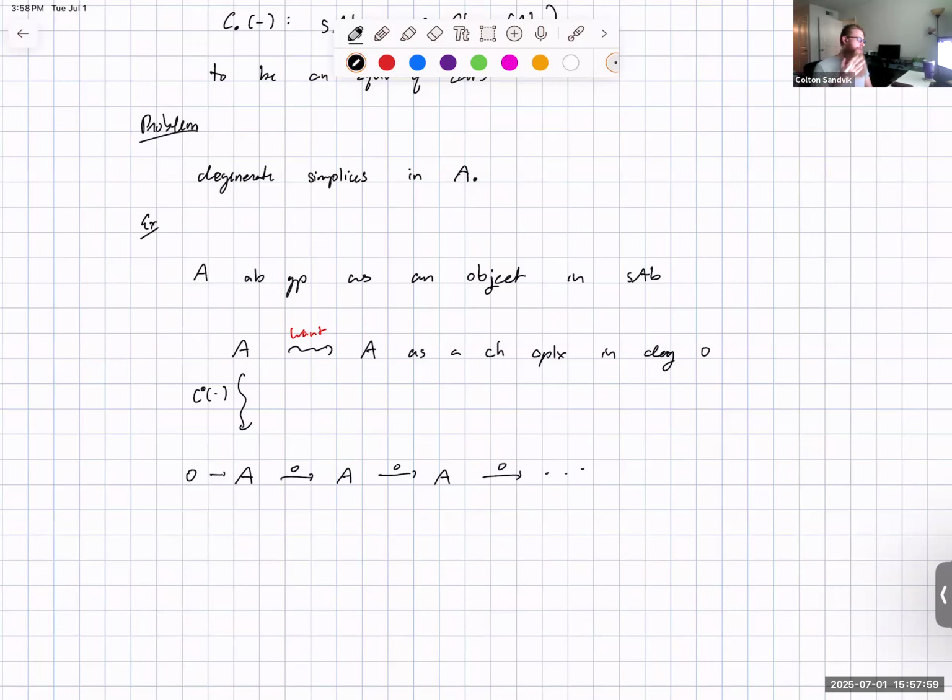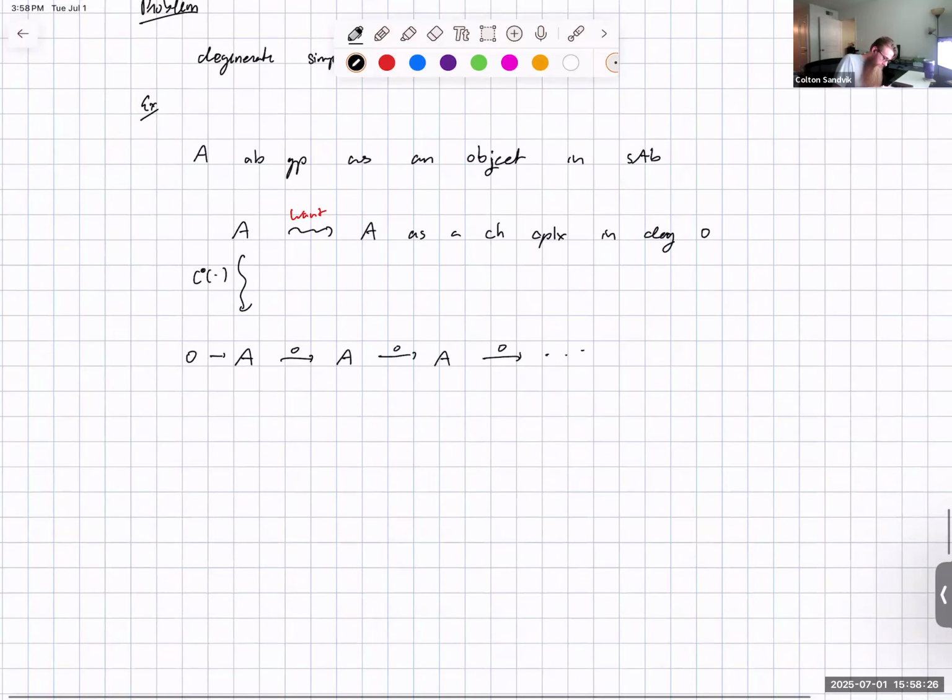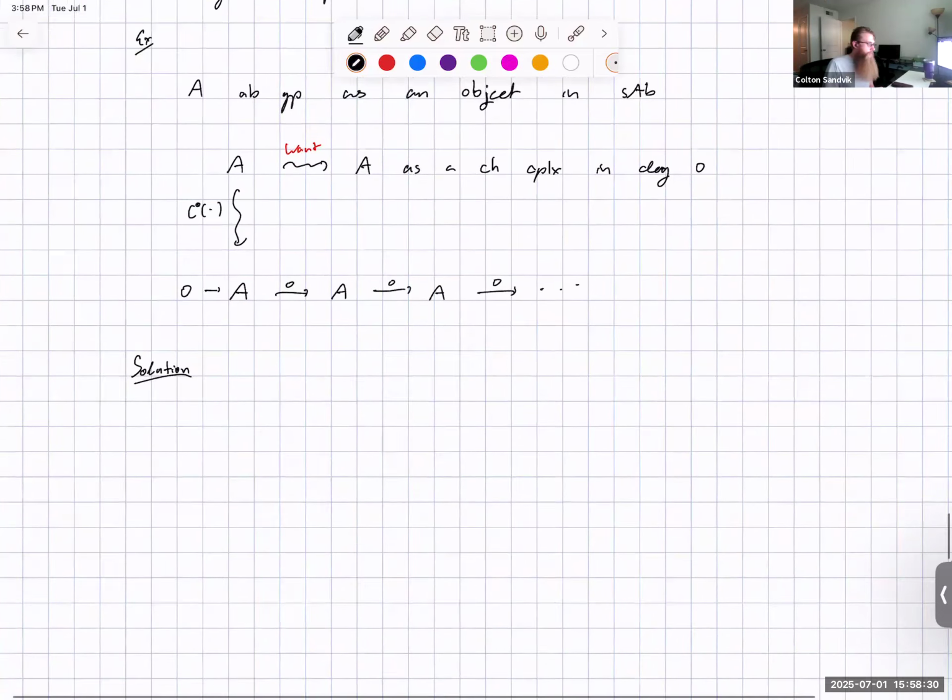And so right now we're getting too much information. We're getting too many things, and there's going to be some overlaps, and it's not tightly controlled enough. Like the endomorphisms of this as a chain complex is way bigger than the endomorphisms of A as an abelian group, for example. And so we want to constrain this and get rid of these degenerate simplices, so we can just throw them away, and this will get us what we want.